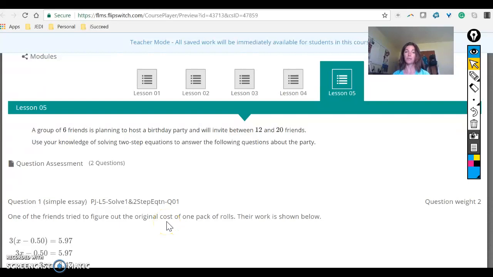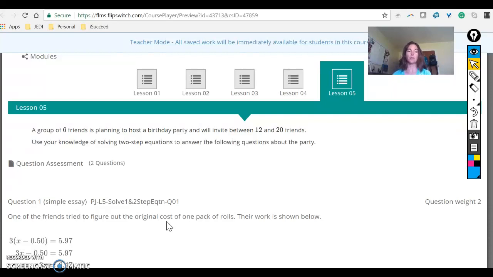Okay, we are hopefully toward the end of dealing with these 6 friends who are planning a birthday party. And this lesson is all about solving 1- and 2-step equations. And I think the important thing to keep in mind here is that there are definite right and wrong answers to these, but there's usually more than one way to do this. And that's what we're going to review here.